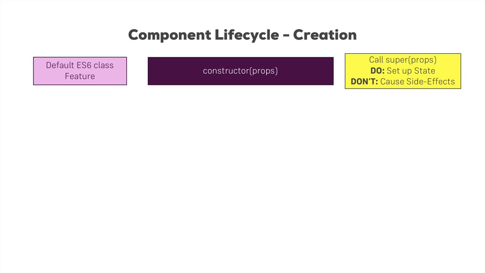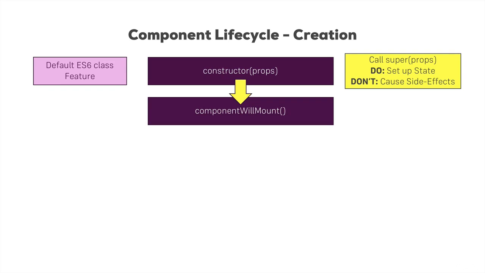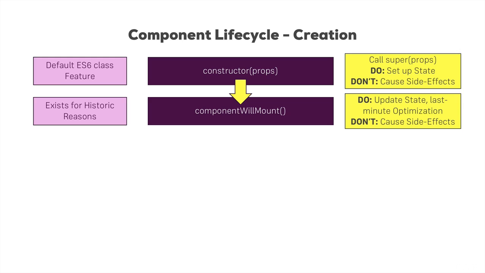After the constructor, another function gets executed. This function is the component will mount method. Now this is a method defined by React and it is available because we extended component from the React library. Component will mount exists for historic reasons mainly. You don't really use it that often anymore. If you use it, you would use it to update your state here, do some last minute optimizations, but still you shouldn't cause side effects here. You shouldn't reach out to the web. Now, as I mentioned, you don't really use it that often anymore. It still exists, but chances are you won't implement it in your application.